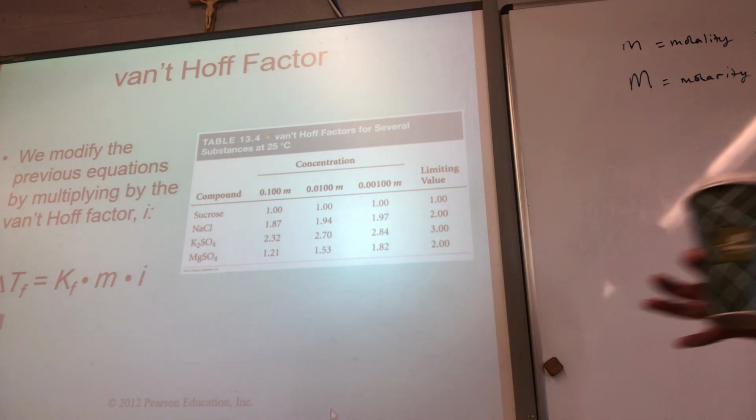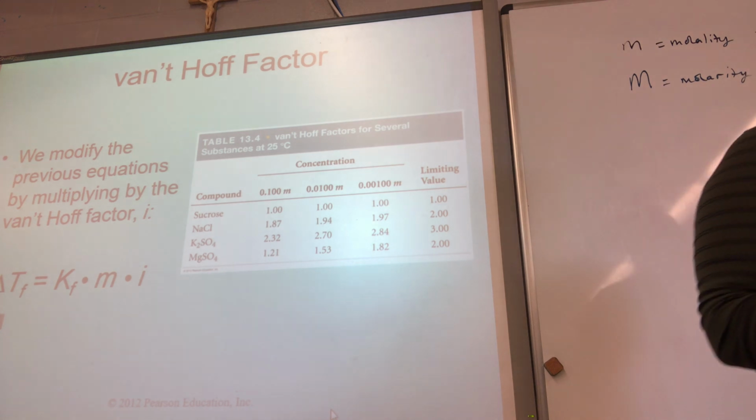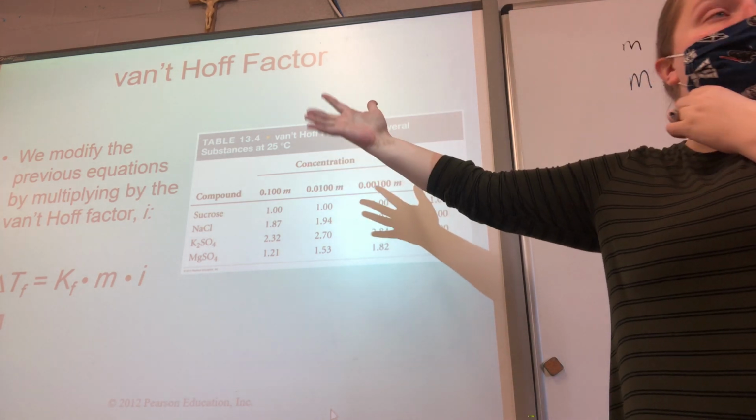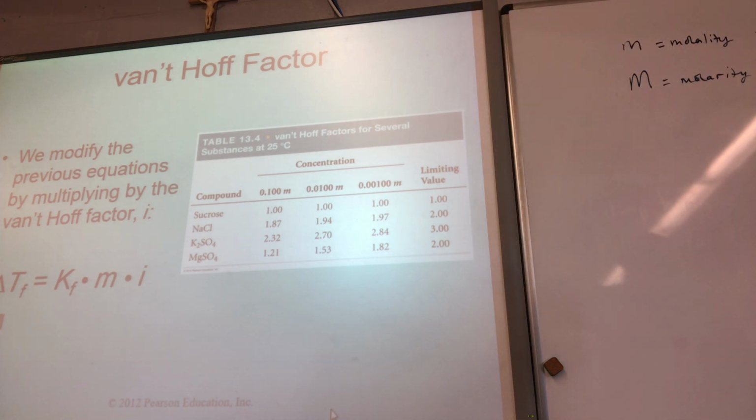All right, okay. All right, so real quick, we're almost done with this, I promise. We can modify our change in freezing point and boiling points by adding in the Van Hoff factor. So it's just another constant that we have to insert. It's labeled i, and it just gets added to this equation.